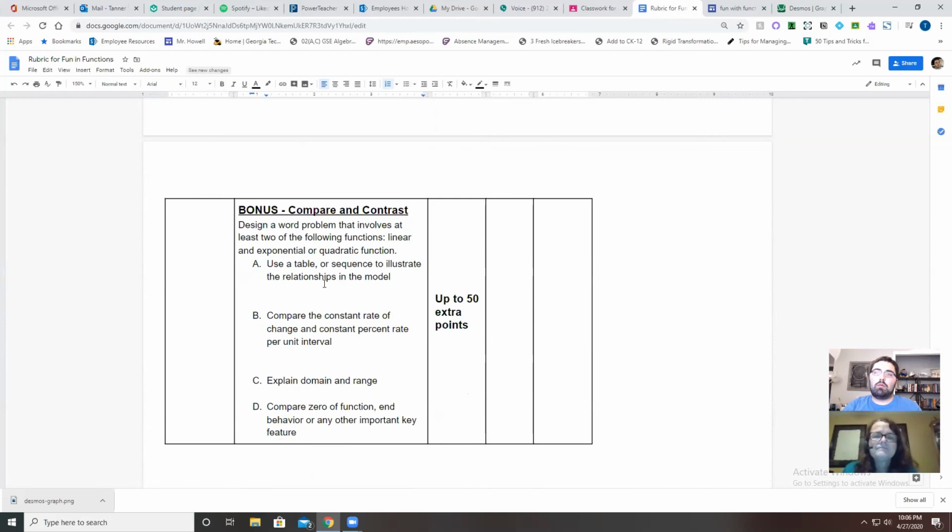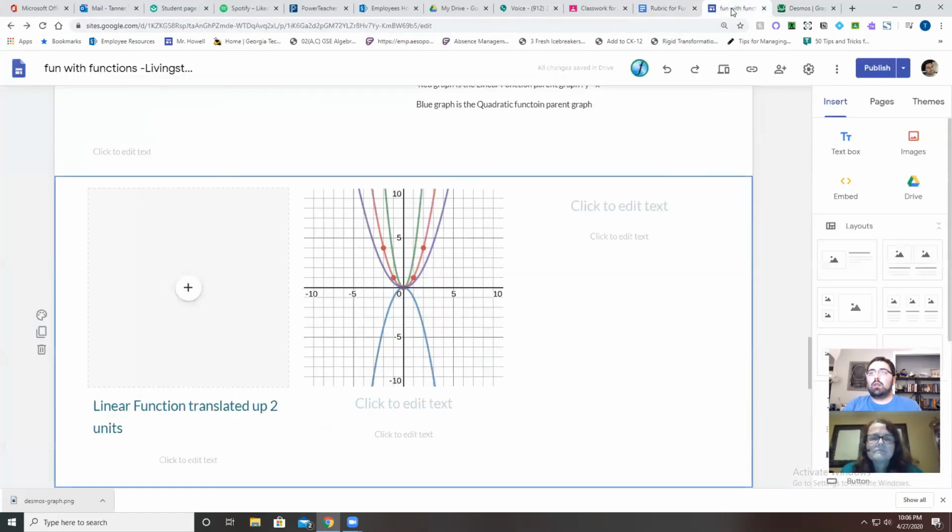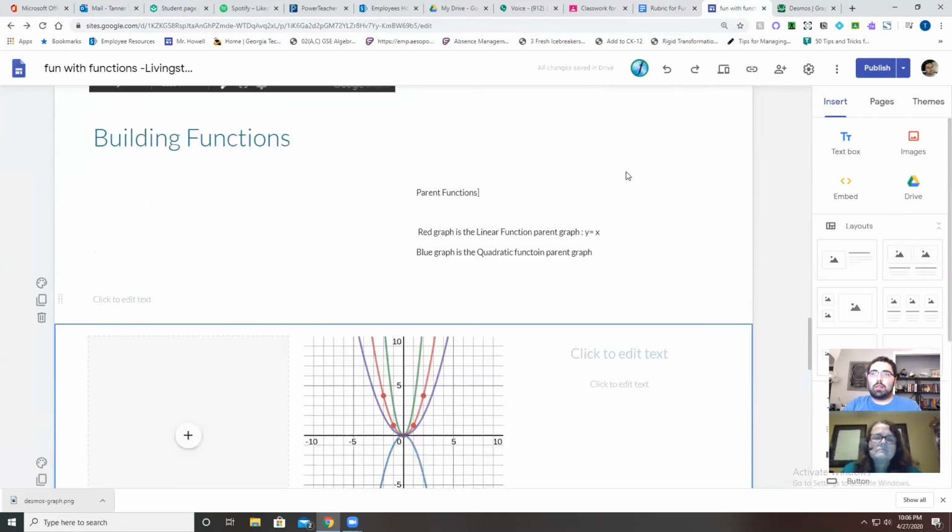Down below, don't forget this part, the bonus, compare and contrast. We're not going to go through that, but if you choose to do it, I wish you the best. Read carefully, attempt it. And before we close, I just want to go back to the website really quick.